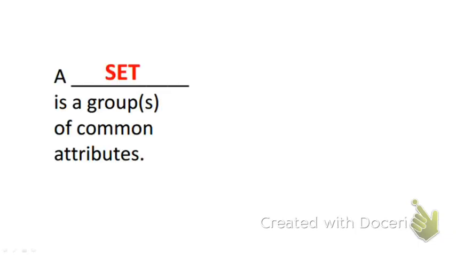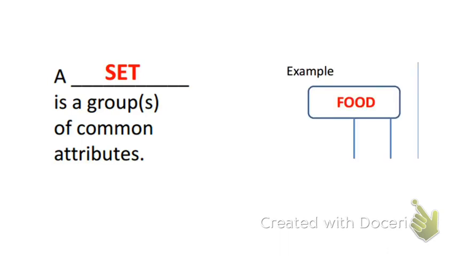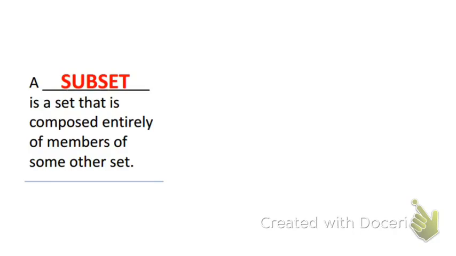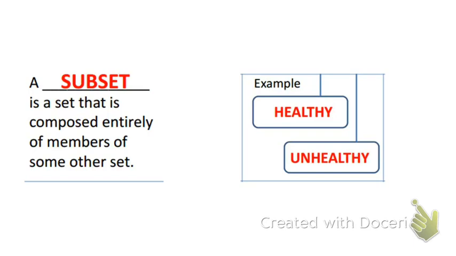Rational numbers. So our first thing is a set, which is a group of common attributes. For example, we can have a set of food. With our set, we have subsets. It is a set that is composed entirely of members of some other set. For example, the subset of food, you can have healthy or unhealthy. Or you can have chicken or beef as a subset of food. You can have chips or, I don't know, snacks. Each of these can be a subset of food.